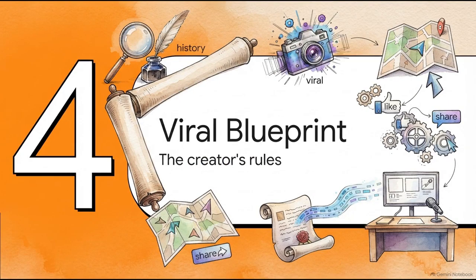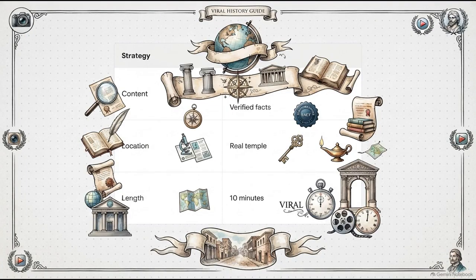Now for the really tactical stuff. Section 4, the viral blueprint and the creator's rules. Let's deconstruct the strategic advice on how to actually make this go viral. The source material doesn't just give us the narrative script, it gives us the actual rules for maximizing engagement and views. And the most crucial point is this.